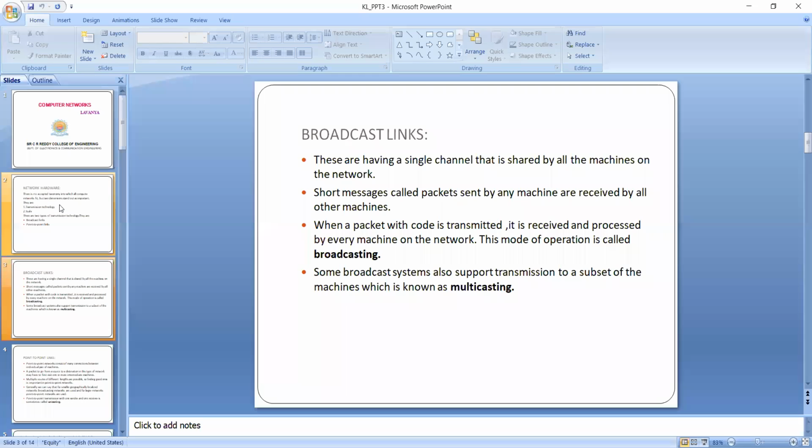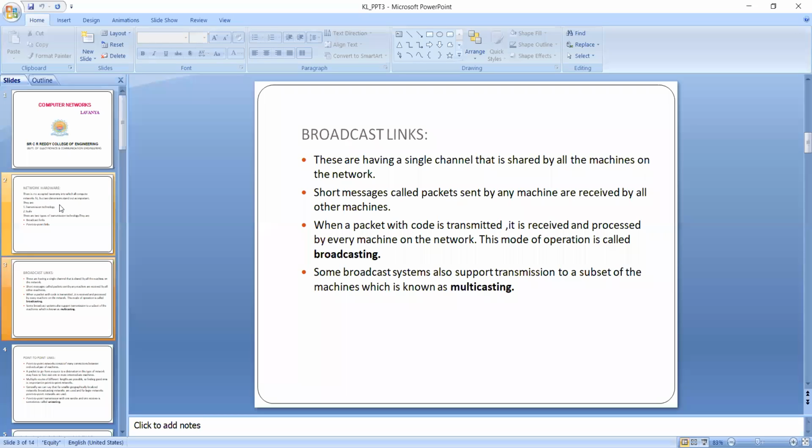And one more important thing: I told you that there is only a single channel for communication, and only one machine can send the message while the remaining machines receive it. But there is some flexibility: some broadcast systems send a message and only a subset of machines can receive it. That is known as multicasting. Broadcasting means processing of a code in the packet, and multicasting means only transmitting the messages to a subset of the machines working in the network.